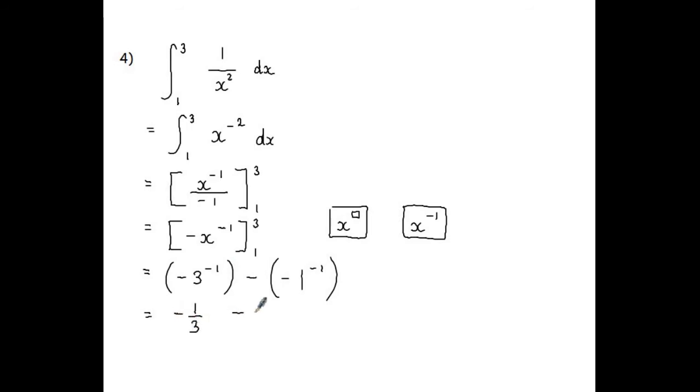And then keep your minus there, and then this bracket here, minus 1 to the power of minus 1, should come out as minus 1. So minus a third minus minus 1, you can see this is going to turn into a plus, but you can just type this whole line into your calculator again, and it should give you a final answer of 2/3.